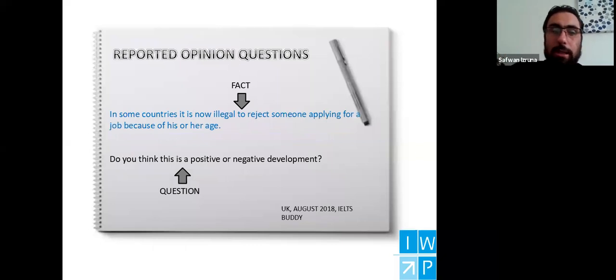So let's take a look at another question. We have, in some countries, it is now illegal to reject someone applying for a job because of his or her age.